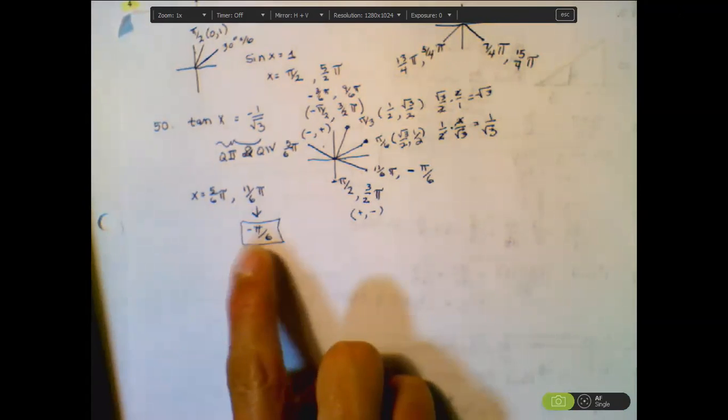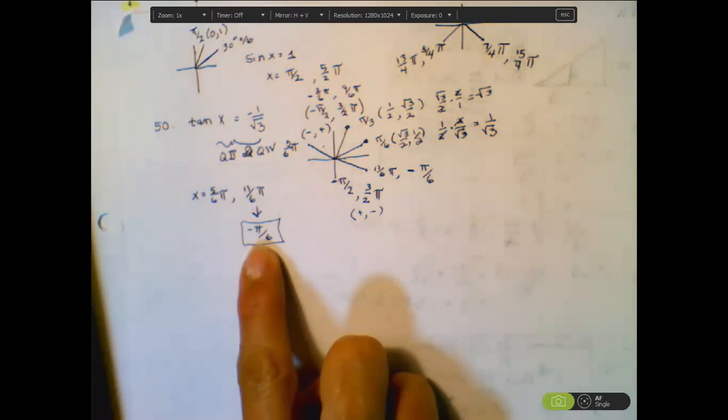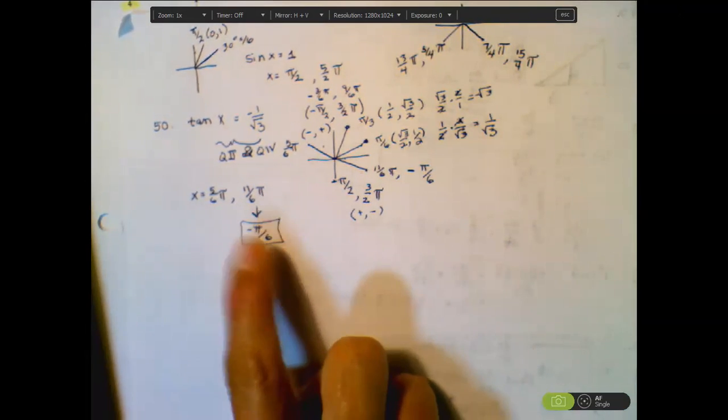Oh, which one? My screen went black for like 10 seconds. Okay, -pi over 6. As a decimal, what is that close to?